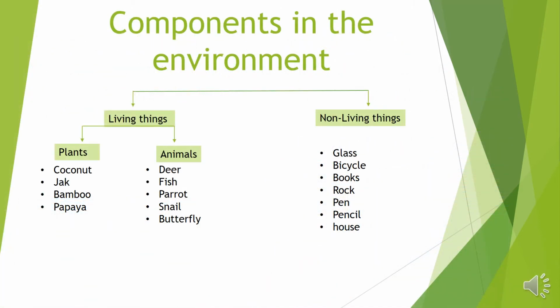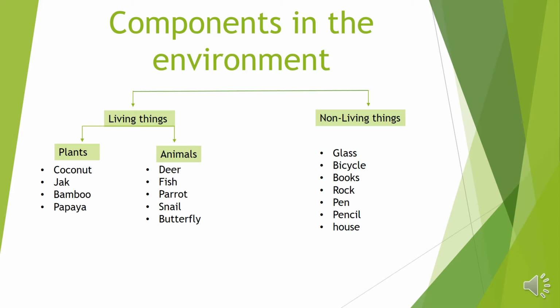Okay, when we talk about the components in the environment, we can mainly divide them into two things, that is, living things and non-living things. You know what you mean by living things and non-living things. But we need to understand how we categorize something under living things and something as non-living things. We are going to learn it in the coming slides.